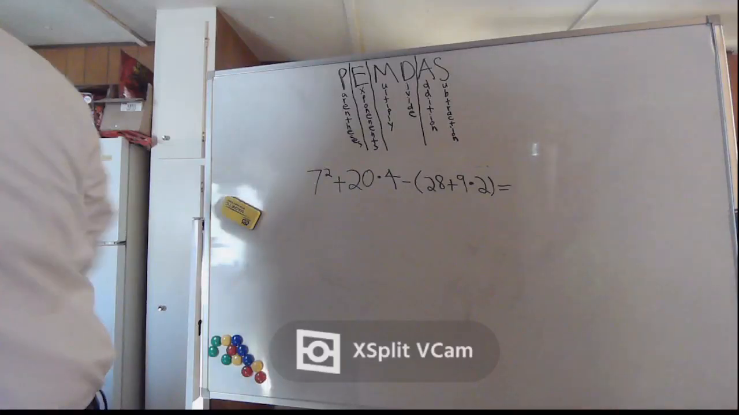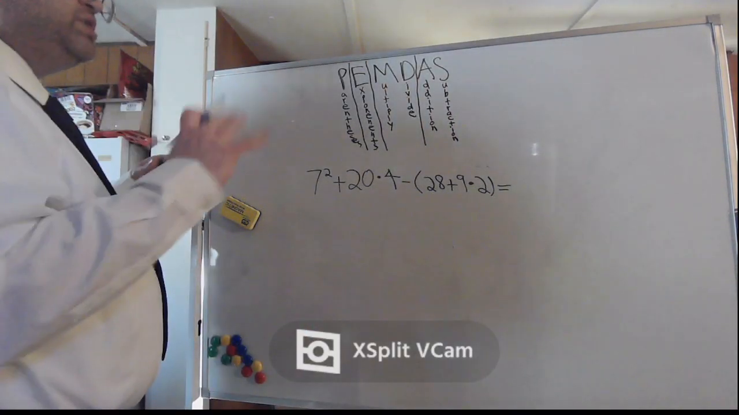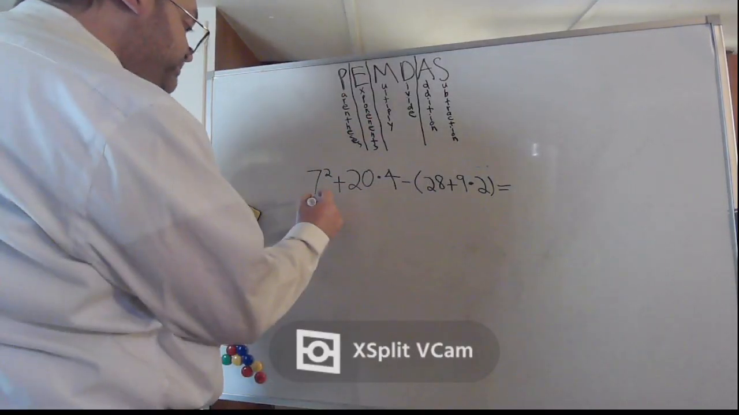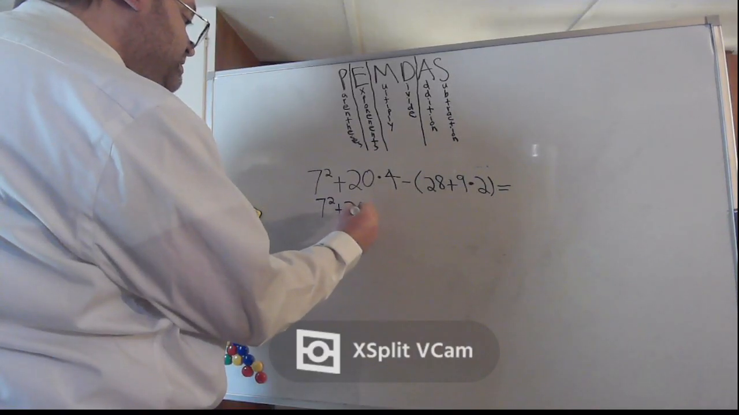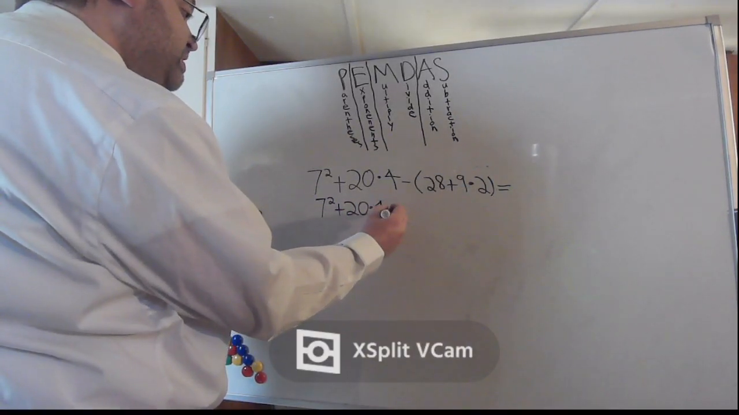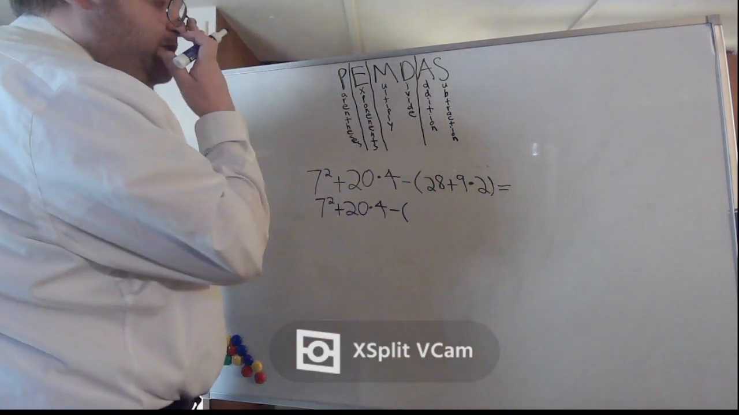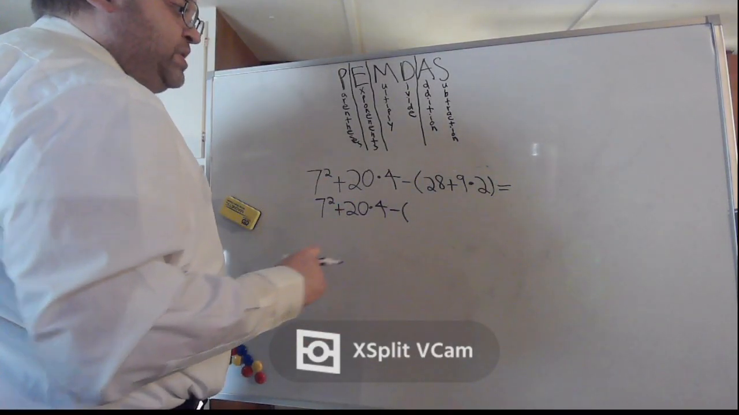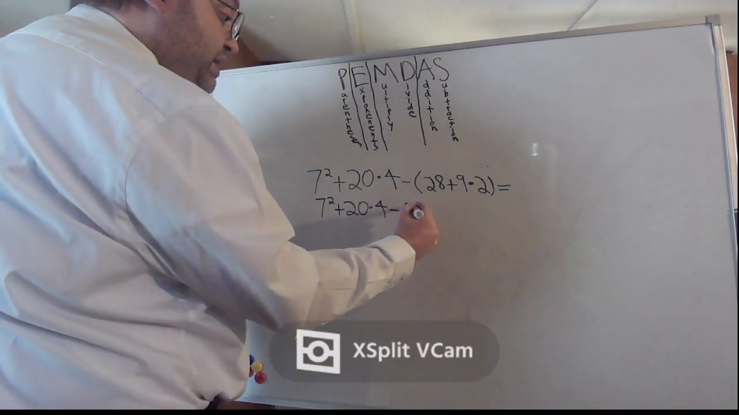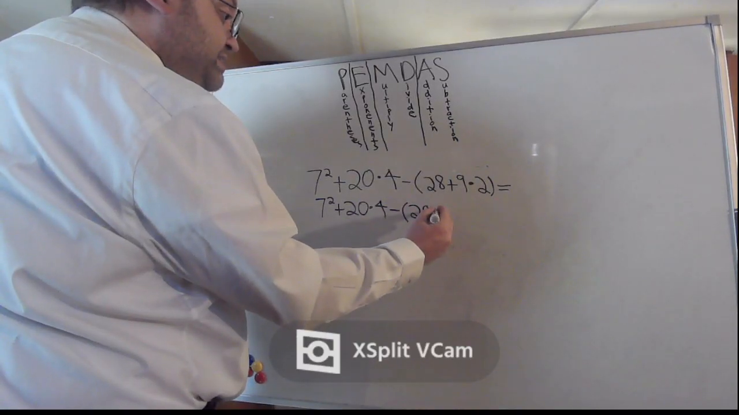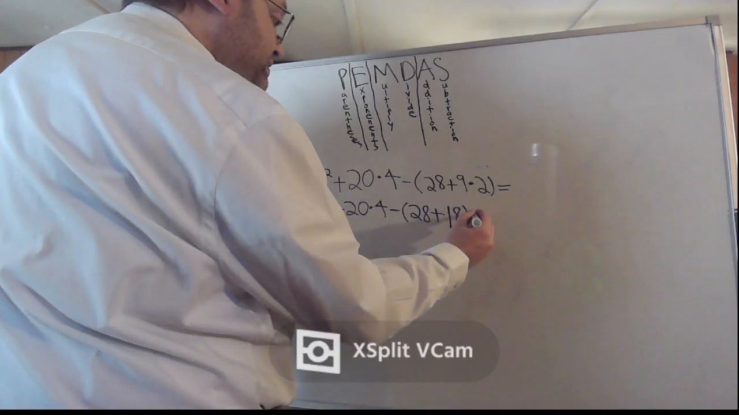So starting with the rules of PEMDAS, please excuse my dear Aunt Sally, what do we solve for first? We're going to solve for what's in parentheses. You'll have 7 squared plus 20 times 4 minus, now what is in parentheses? Inside the parentheses, you follow the order of operations in there. You have addition, then you have multiplication. Well, multiplication comes before addition, so you'll have 28, then what is 9 times 2? 18. So you'll have 28 plus 18.